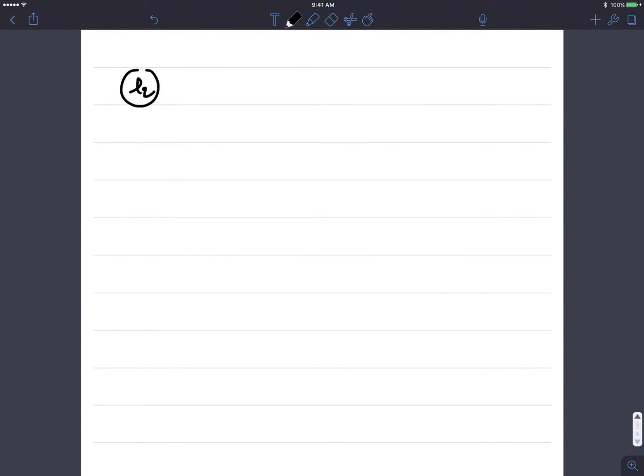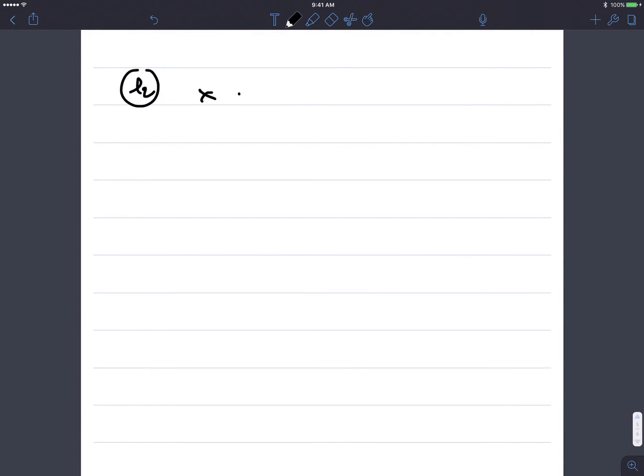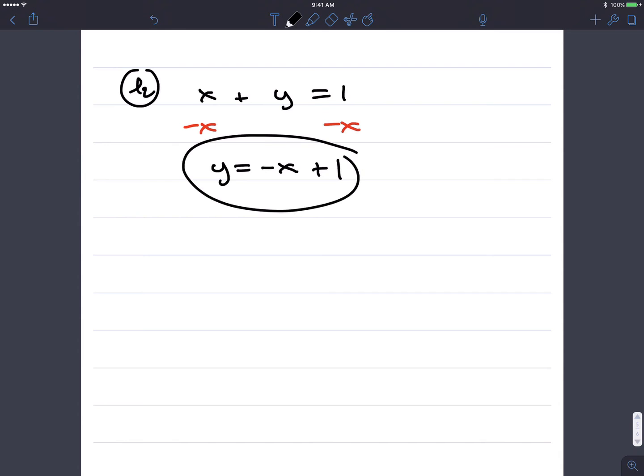Line 2. X plus y is 1. I'm going to solve for y here again. Subtract x. We end up with y equals -x plus 1.